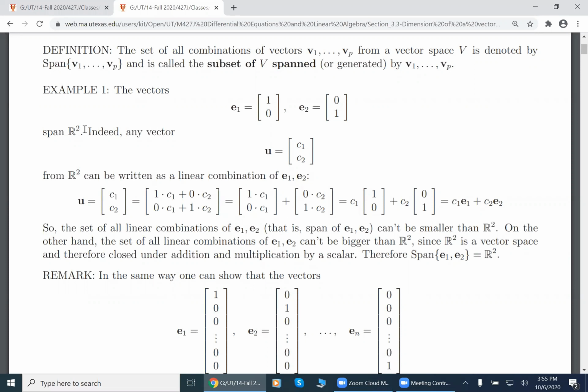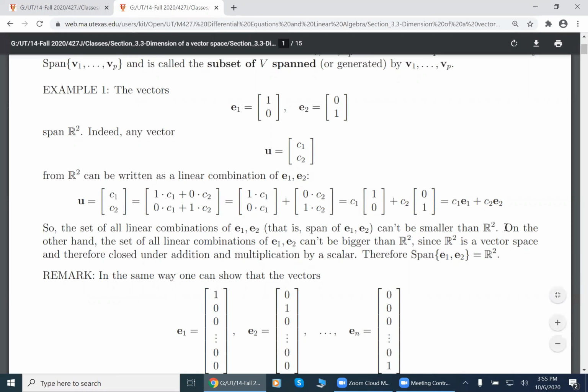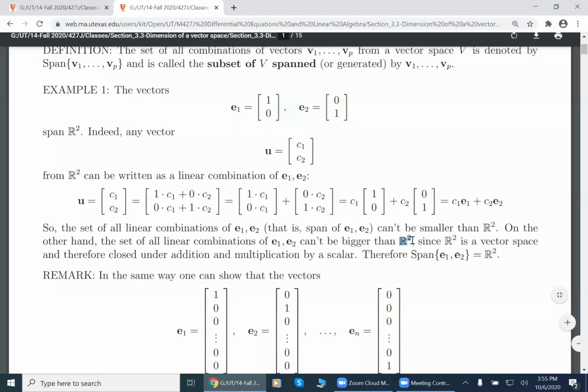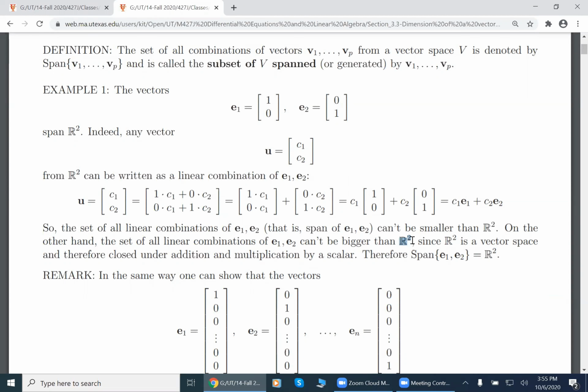Can you explain how it can't be bigger than R2 just like by observation? So your question is about this sentence, correct? Yes. So here is why the set of all linear combinations can't be bigger. A linear combination is this. Now, since E1 is from R2 and C1 is a constant, because R2 is a vector space, C1 E1 is from R2 again, because R2 is closed under multiplication by a scalar.